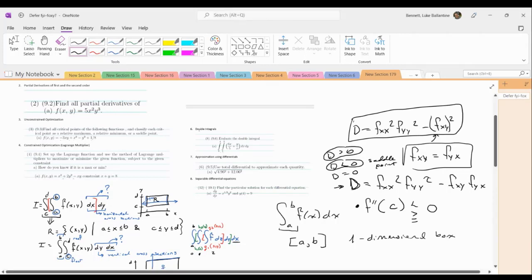So evaluate the double integral right here. This would give me some volume potentially if it was all above the xy plane. An analogous calculus 1 problem would just be evaluate the single integral to find area. Approximate using total differentials.